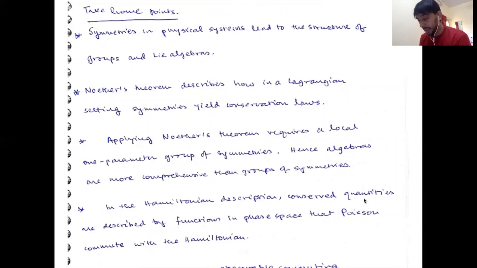bad jokes aside, the point is that if you are looking at symmetries in physical systems, this naturally leads to the structure of groups and algebras. Okay, we have looked at Noether's theorem, and we have seen how in a Lagrangian setting, this yields conservation laws.